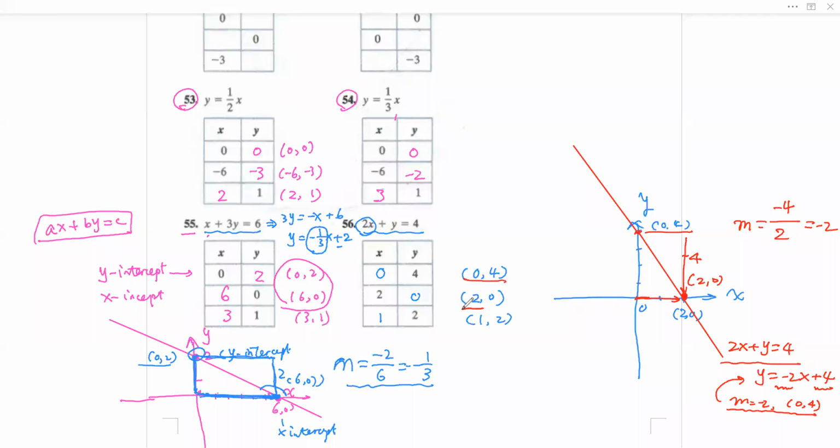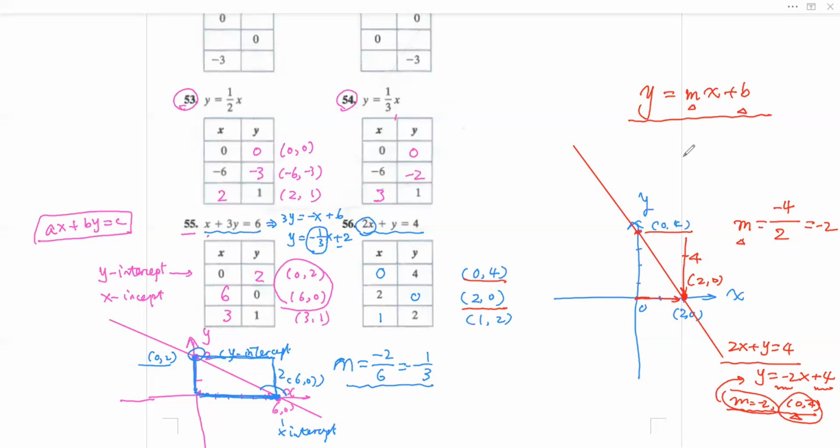This is the y-intercept, and this is the x-intercept. So you can find the slope m and the y-intercept here. So y equals mx plus b. That means if you are told m and b, you can find this linear line quickly. And based on this linear line, you can tell what the y-intercept and the x-intercept are, right?